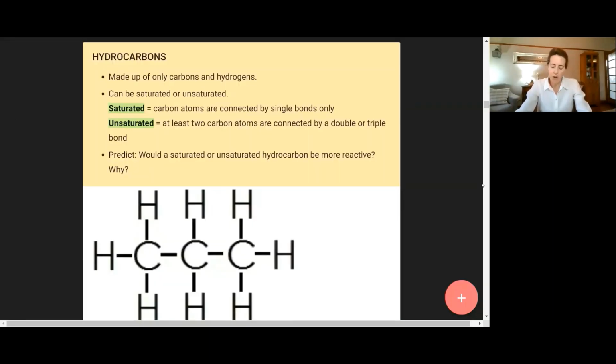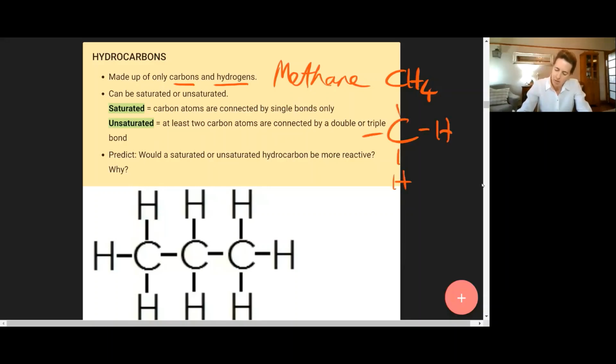Hydrocarbons are made up of only carbon atoms and hydrogen atoms. A good example of this would be something like methane gas. Methane gas, of course, has this molecular formula, CH4, and it has this structural formula, a carbon with 4 hydrogen atoms bonded to that central carbon. We say that it is a hydrocarbon because it only consists of carbon and hydrogen atoms.